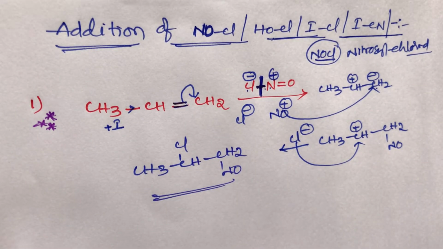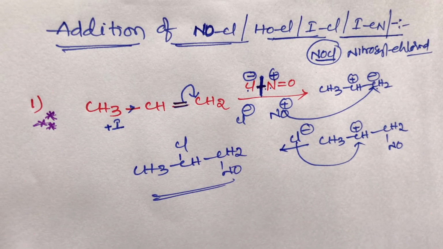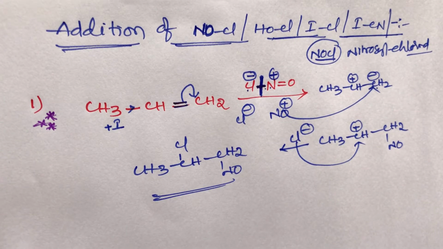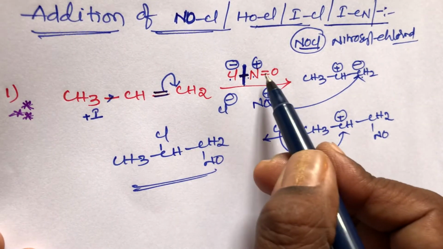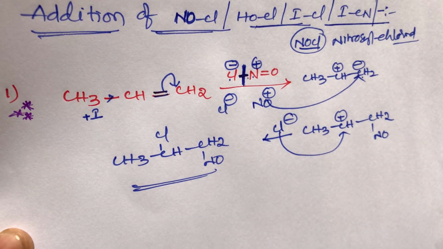So this is very important, students, when alkenes react with nitrosyl chloride. Which one is the electrophile and which one is the nucleophile is very important. Cl minus is the nucleophile, NO plus is the electrophile. This is very important, students.